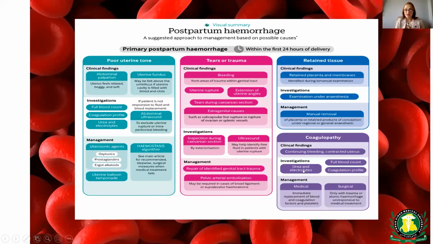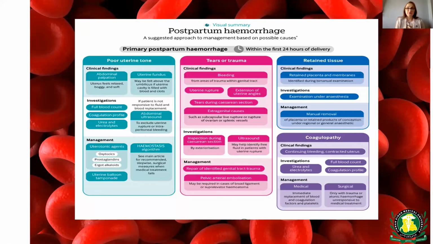Okay, so the investigations for coagulopathy, again, a full blood count, a coagulation profile. What is a coagulation profile? It is PTT, PT, INR, urea and electrolytes, and manage it with immediate replacement of blood and coagulation factors and platelets, and surgical only with trauma or atonic hemorrhage, which is unresponsive to medical treatment. Surgical treatment means that you are going to remove the uterus or do an emergency postpartum hysterectomy.